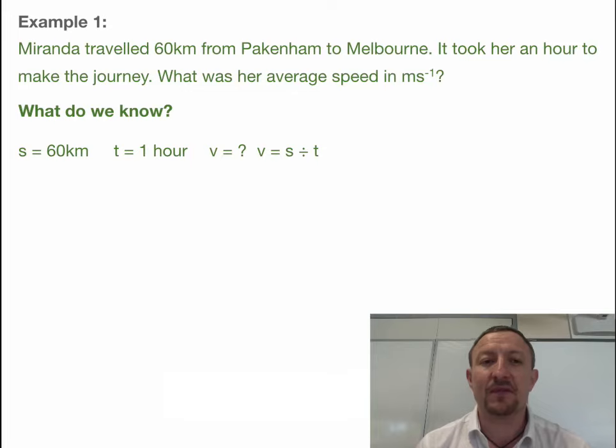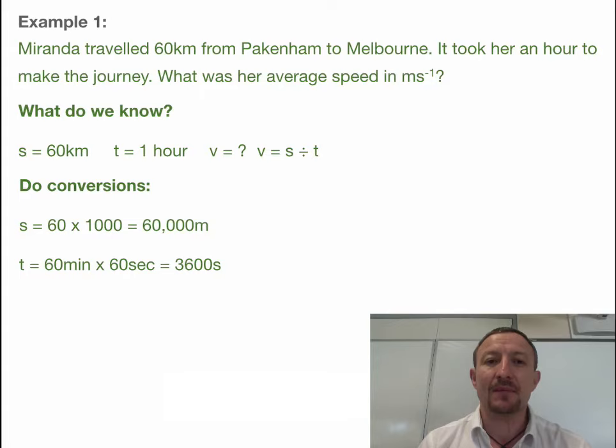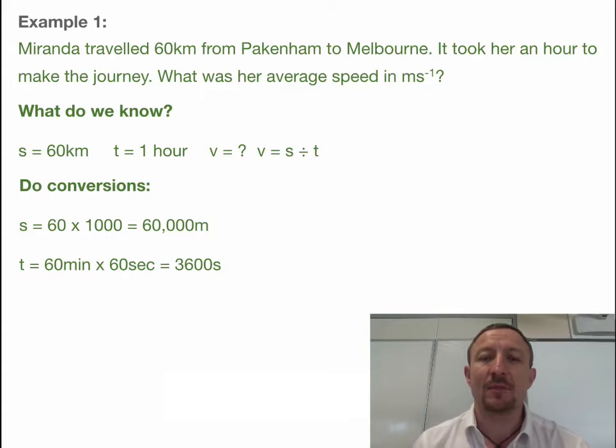So that's fairly straightforward. Now you will notice that the distance is in kilometres and the time is in hours, but we want it in meters per second. So we have to do a conversion. So the second point is to check your units, make sure that they're in the appropriate form so that we can do our calculation. So to convert distance into meters, we've got kilometres. You'll have already done the conversion from the iBook. It's 60 times 1,000, so it's 60,000 meters.